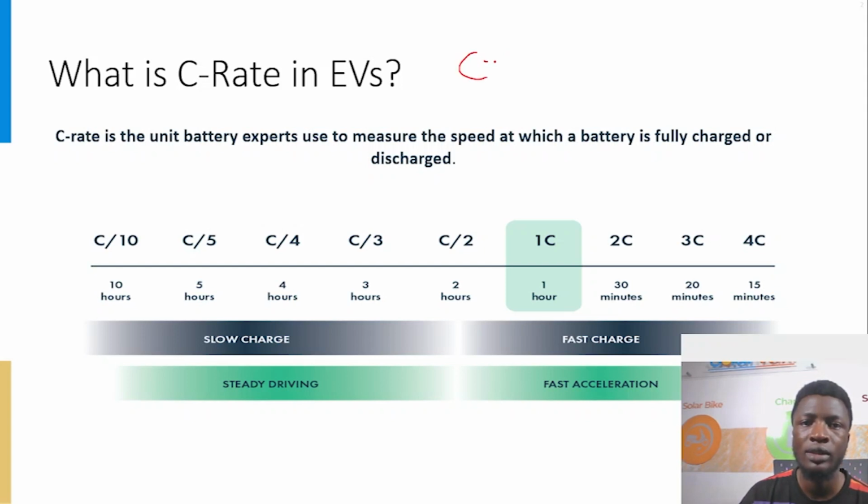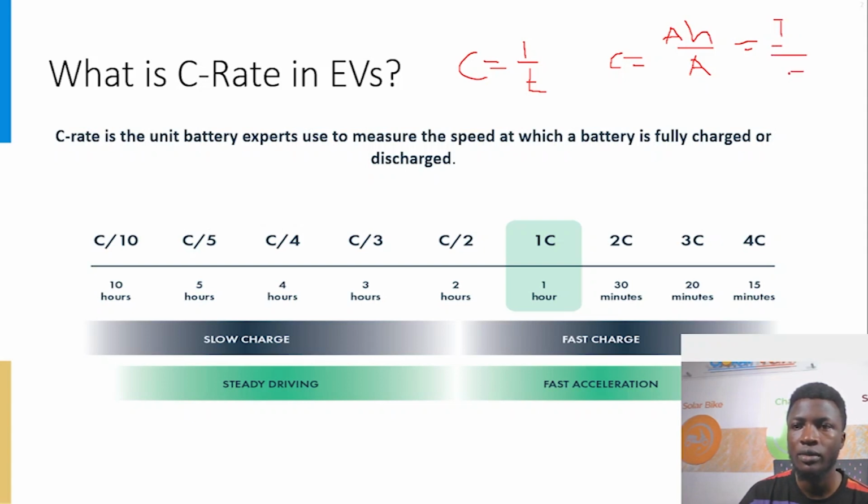So let's say one formula we have is C equals 1 over T, okay? Or we can have C equals the amp over the amp hour, or we can have it to be E over E. That is to say the current or the charge, and this is the rated energy capacity.